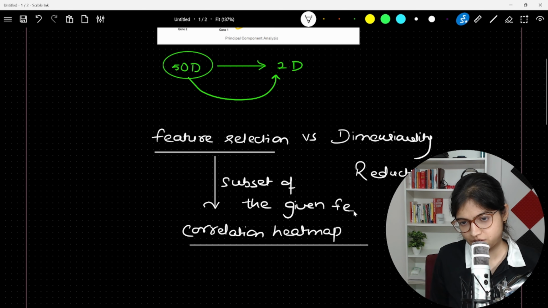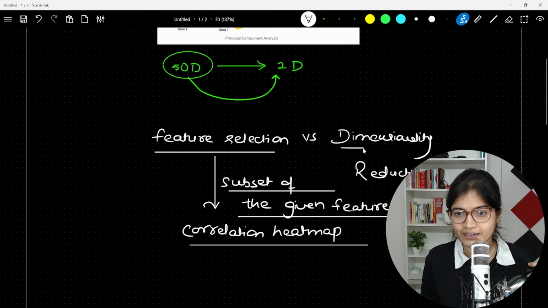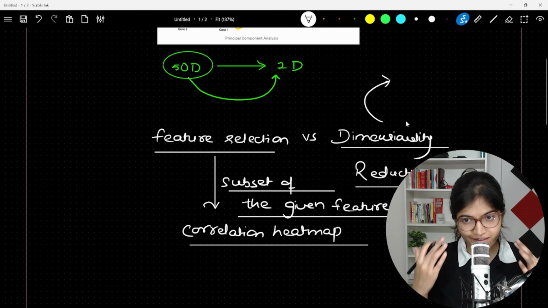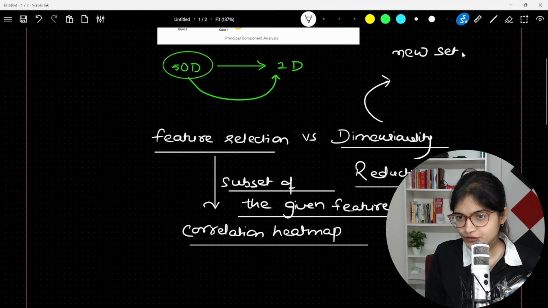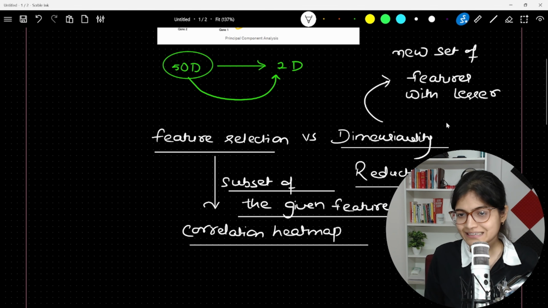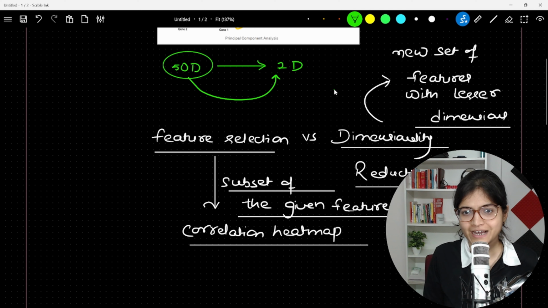Always remember. Okay? But when we are talking about a dimensionality reduction technique, just make sure here we are applying the algorithm in such a way that we will be able to get a new set of features altogether, with lesser dimensions, right? That is why it is called dimensionality reduction, with lesser dimensions. How will we be able to achieve that? For that, we are looking into the technique of PCA.